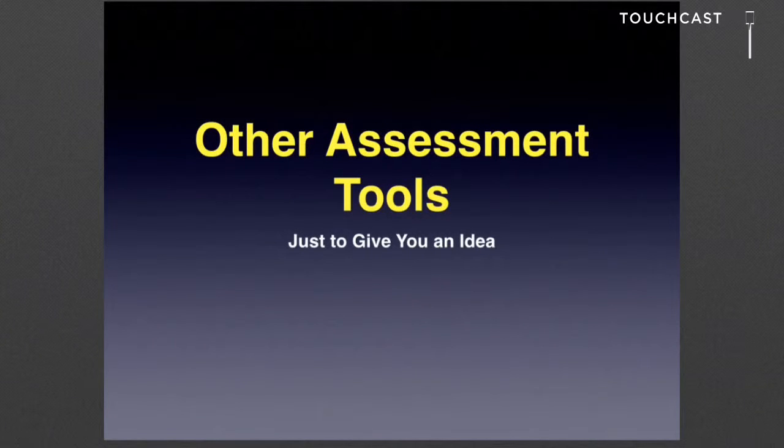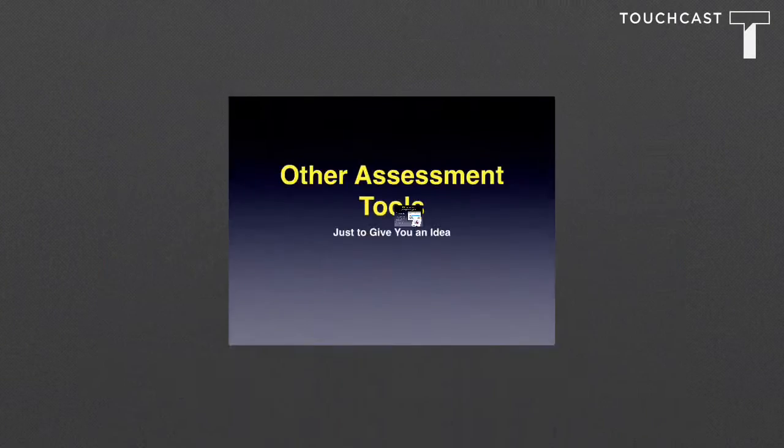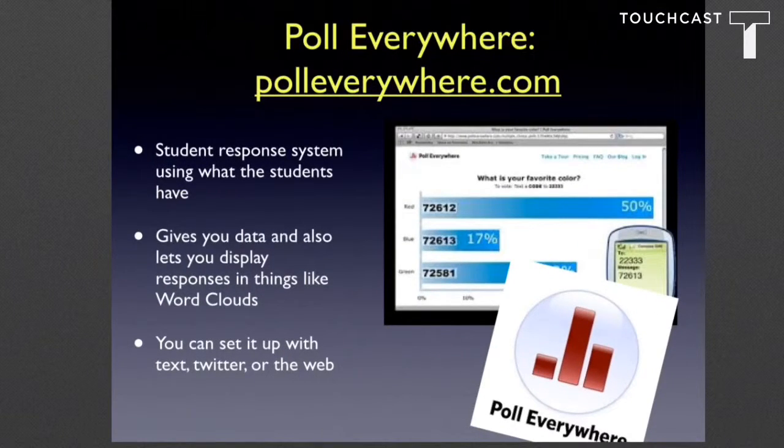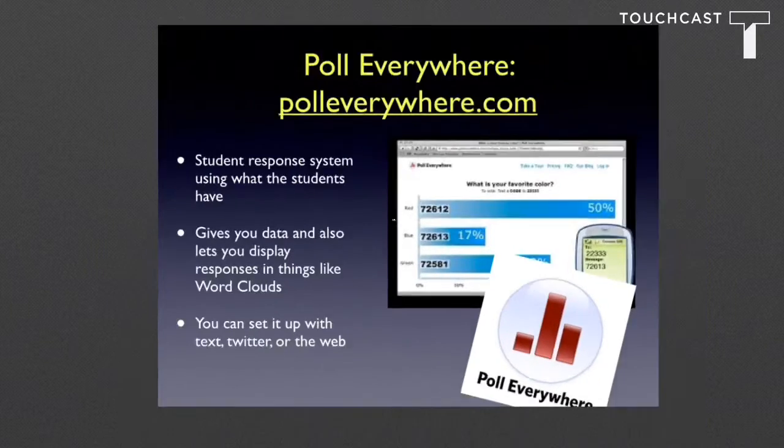So some other assessment tools, just to give you an idea of what's out there. First off, Poll Everywhere. And Poll Everywhere is a student response system, especially really good for BYOD, using anything that the kids have. It gives you data, and it also lets you display responses in kind of creative ways. So you can actually display responses in something like a word cloud. And you can set it up with text, Twitter, web. Kids can answer pretty much any way they want.